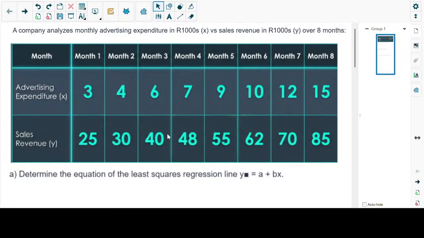Sales revenue in thousands. So then our X is in thousands and our Y is also in thousands over 8 months. Okay, guys, these are questions similar to the question that we did yesterday.